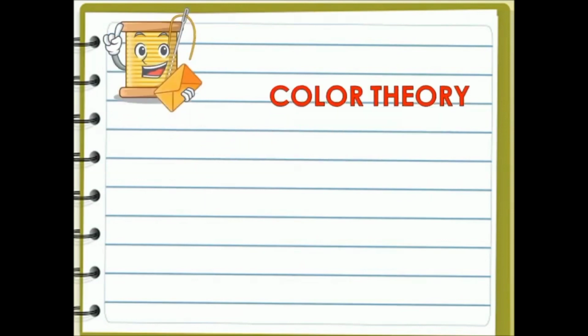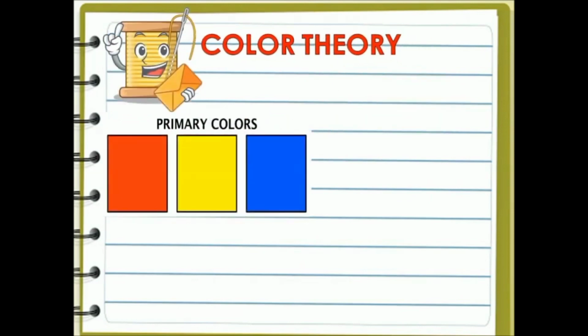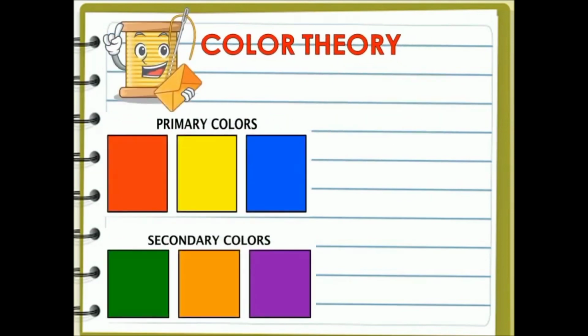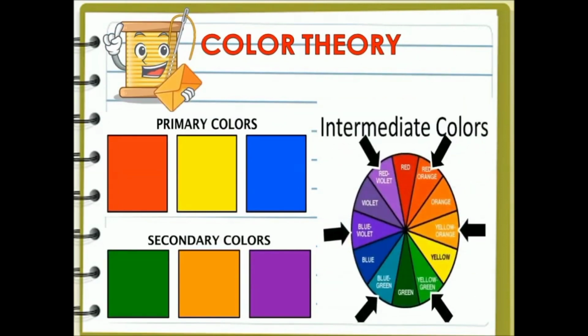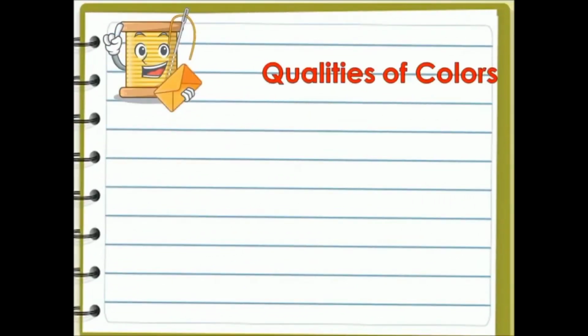Now let's proceed to color theory. This includes primary colors, secondary colors, and intermediate colors. The primary colors include red, yellow, and blue. Secondary colors are green, orange, and violet. Intermediate colors are red-violet, red-orange, yellow-orange, blue-violet, blue-green, and yellow-green. Those are intermediate colors.